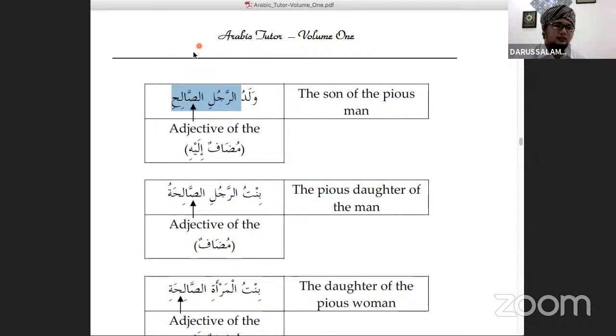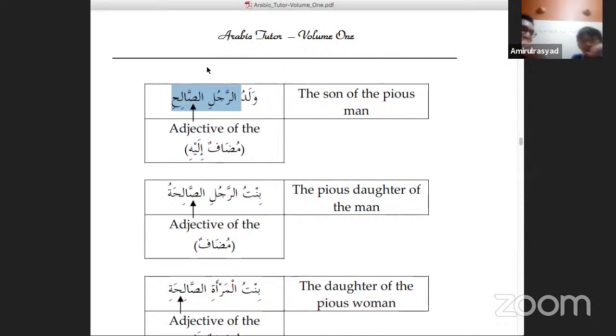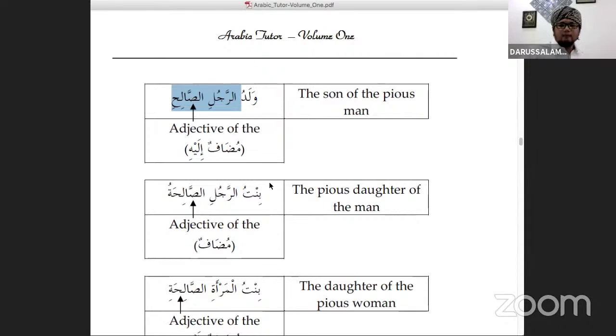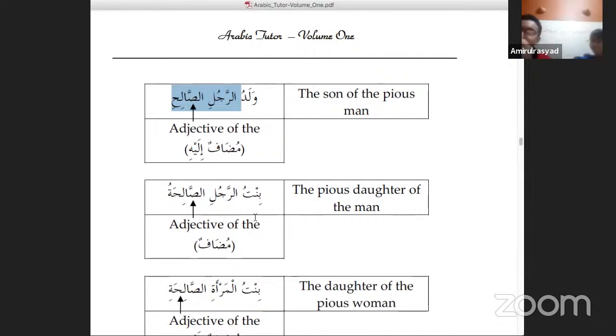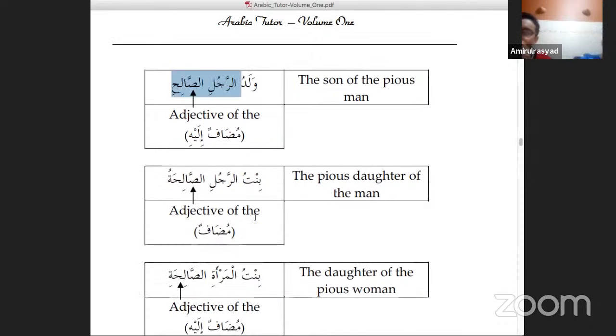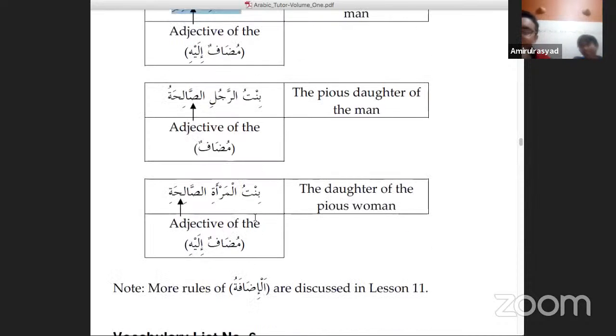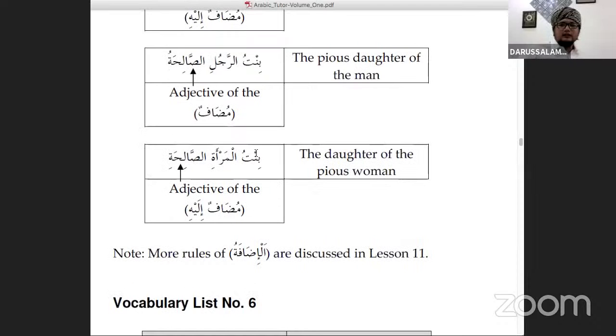InsyaAllah. Say insyaAllah. Allah give us, Allah beri kita faham. Ada soalan? Ada soalan? Tak dengar? Okay, tak ada. Okay, next.